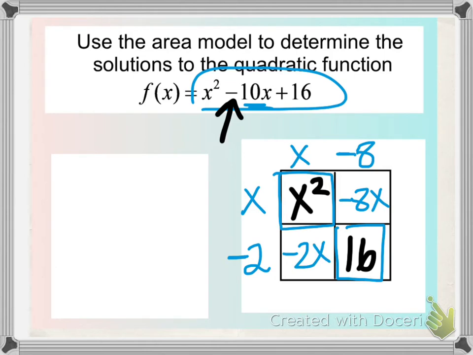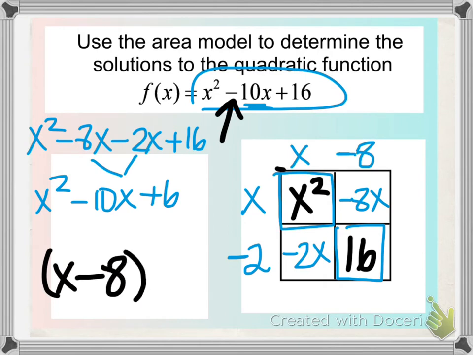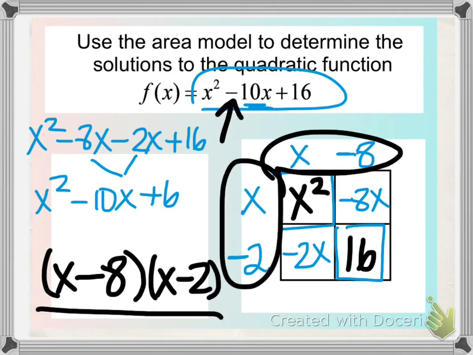Well, let's check to make sure it works. So if I add the area of each box to check, and I combine my like terms, that gives me x squared minus 10x plus 16. So I did the factoring correctly. So what are my factors? I have x minus 8 on top and x minus 2 on the left side. So those are my factors.